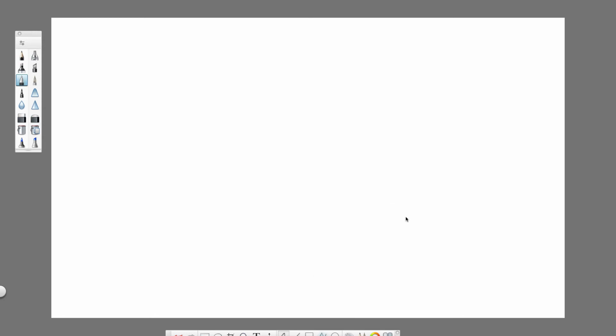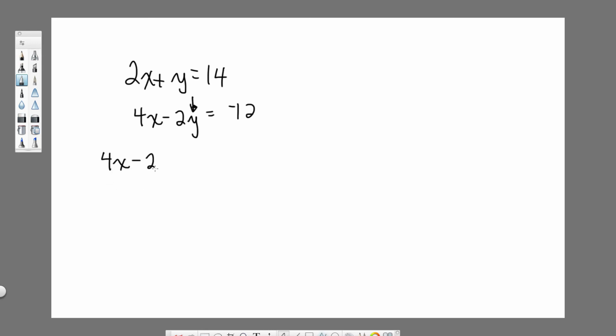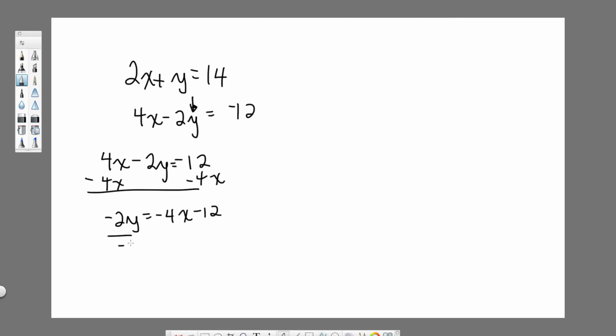Welcome back. Let's solve for the y in the bottom. Let me get the problem down again. We have 2x plus y equals 14. I have 4x minus 2y equals negative 12. And I'm going to solve for this y this time, just to show you that it works. I'm going to copy it down and solve for y. Oops, put the equal sign in. Subtract 4x from both sides. So I get negative 2y equals negative 4x minus 12. Divide everybody by negative 2.